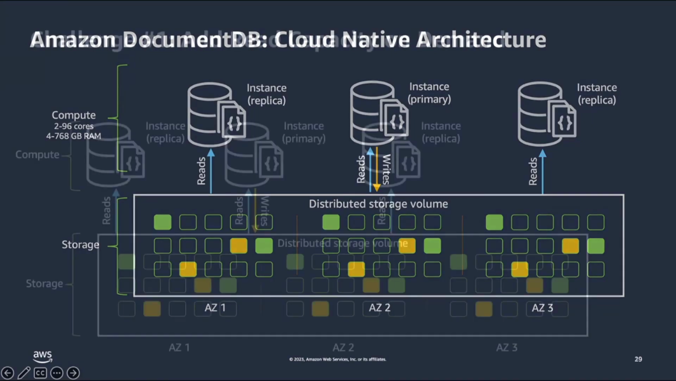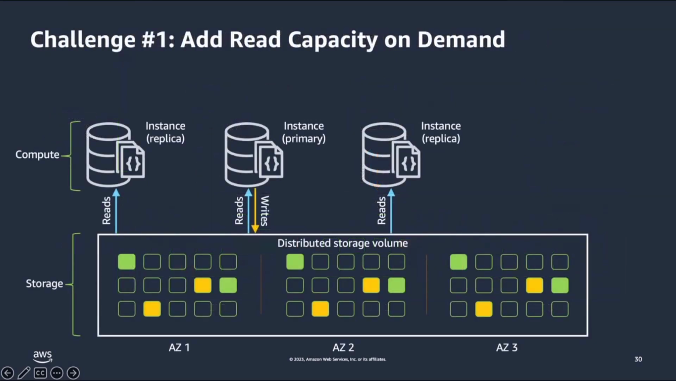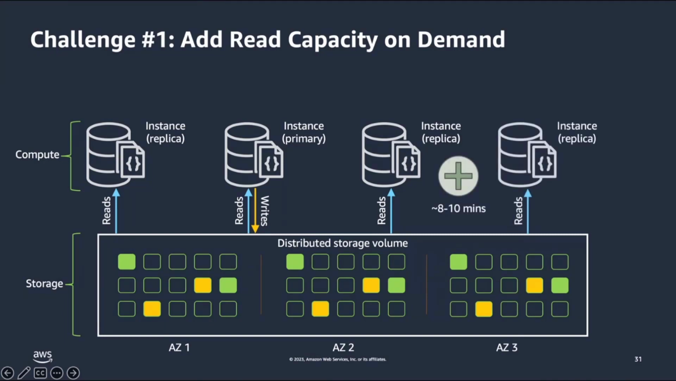So now that we understand the architecture, let's talk about how that can help solve these same 5 challenges. Here's that 3 instance cluster, which is a best practice for production deployments. As read workload increases, you can easily scale the compute layer by adding read replicas. Because of this separation of storage and compute, there's no need to replicate the data set to the new read replica. Because of that, you can add up to 15 read replicas in a matter of minutes.